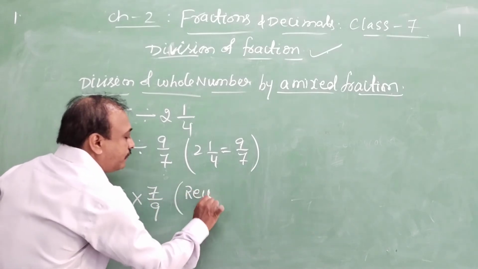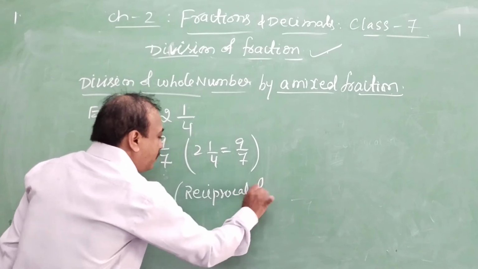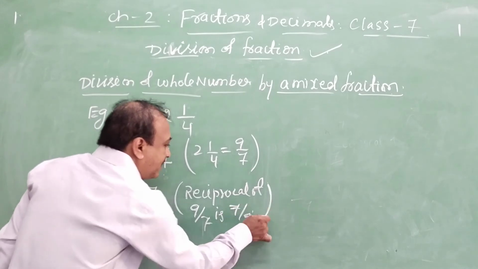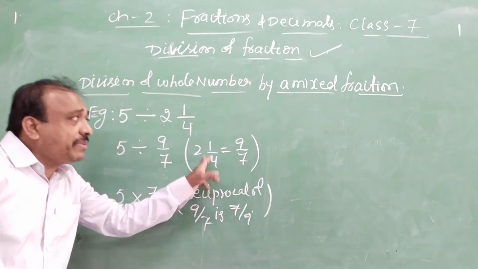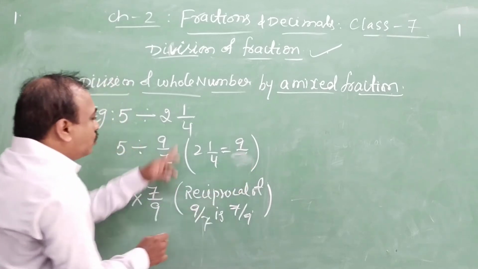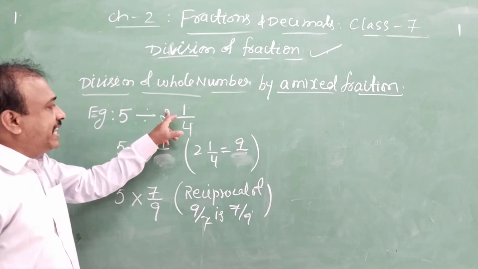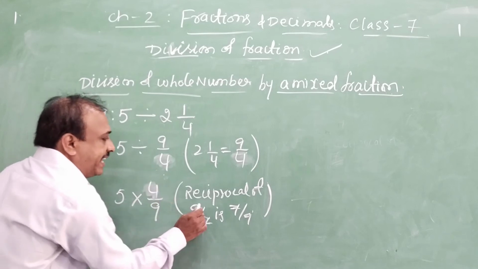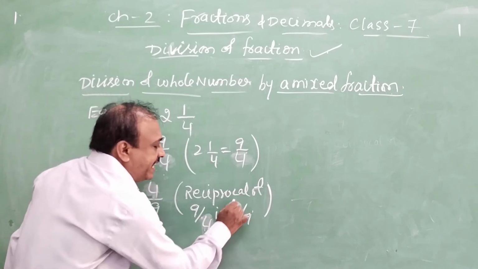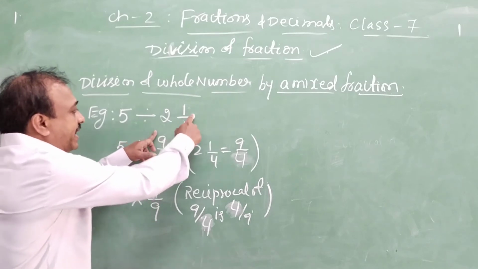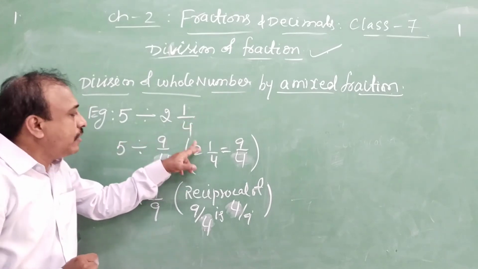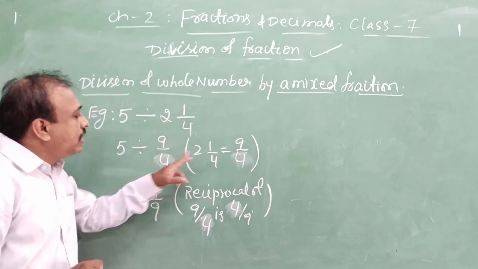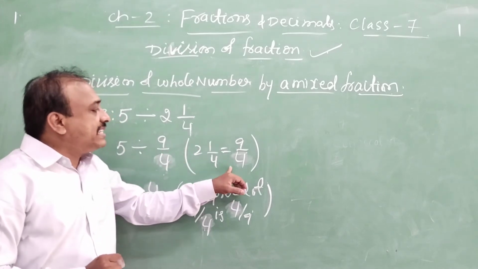Sorry, let me correct this. 2 1 by 4: 4 twos are 8, 8 plus 1 is 9, so it is 9 by 4. The reciprocal of 9 by 4 is 4 by 9. So 2 1 by 4 is equal to 9 by 4.